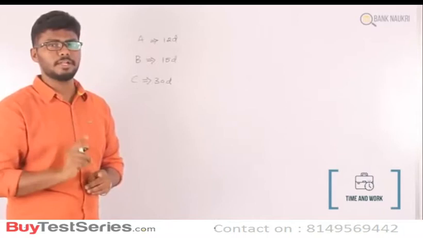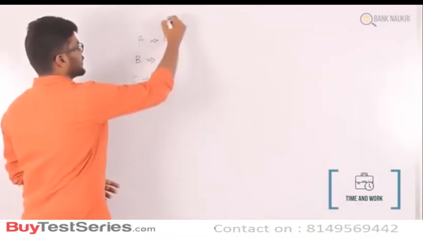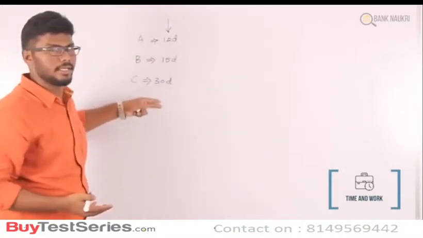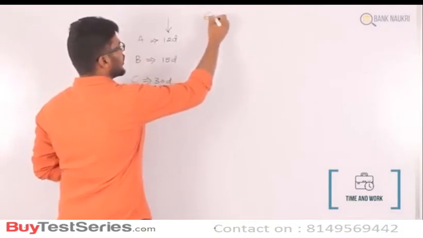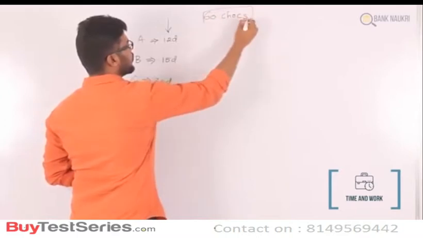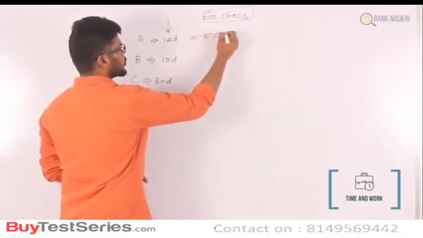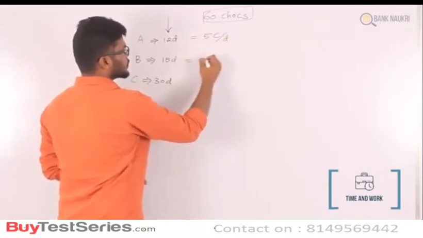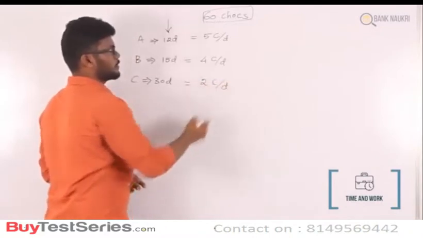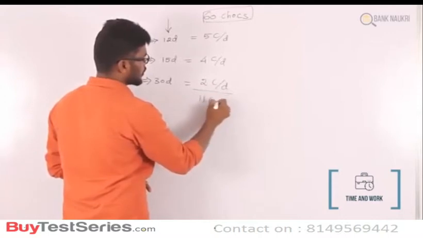So what is the first step I told in this chocolate method? I have to take the LCM of these three numbers. So what is the LCM of 12, 15 and 30? It is nothing but 60. So I'll assume the total work to be 60 chocolates. So A will finish 5 chocolates per day, B will finish 4 chocolates per day, C will finish 2 chocolates per day. Am I right? Yes. So together they will be eating 11 chocolates per day.